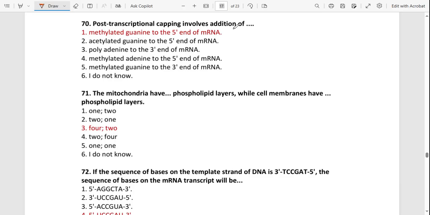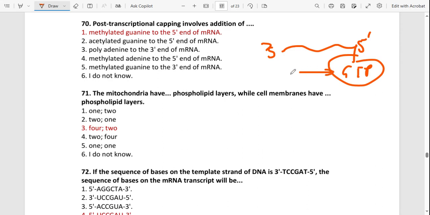Post-transcriptional capping involves addition of. Now, this is a cap, 5 prime. The cap is formed at the 5 prime end. I already explained earlier, when you have formed your RNA, you have got the 3 prime end and the 5 prime end. At the 5 prime end, you are adding guanosine triphosphate. To the guanosine triphosphate, you quickly add a methyl group at the 7th position, so we call this a 7-methyl guanosine triphosphate cap. So methylated guanine added to the 5 prime end, that is what we call capping. At the 3 prime end, you add a poly A tail.